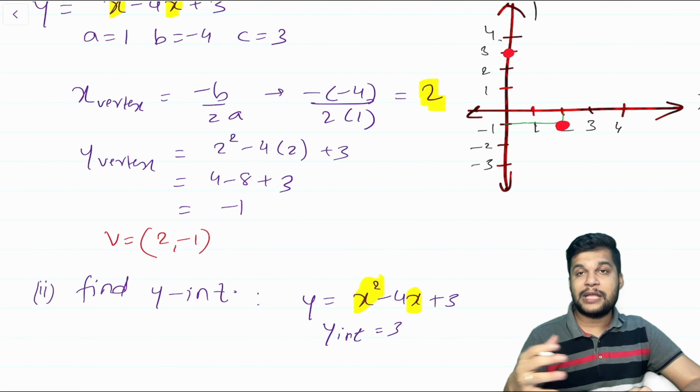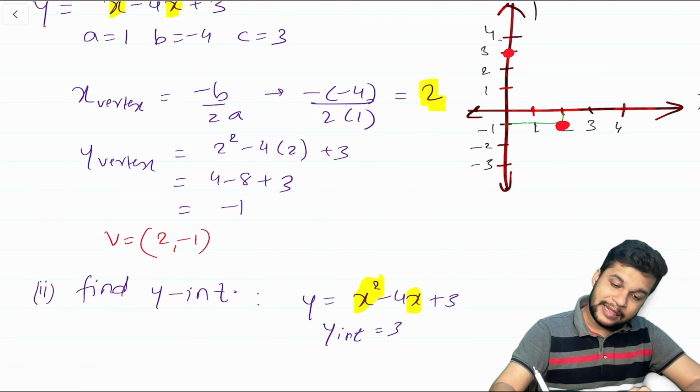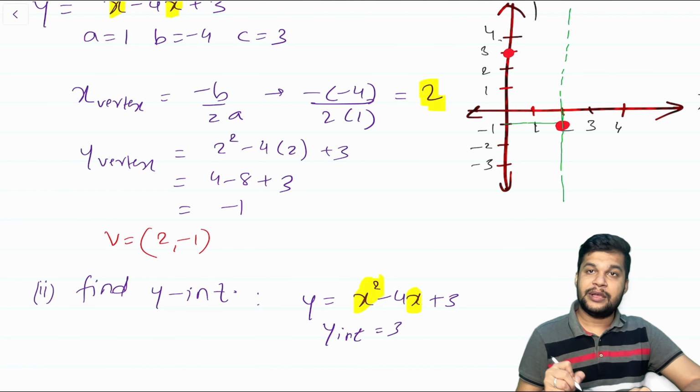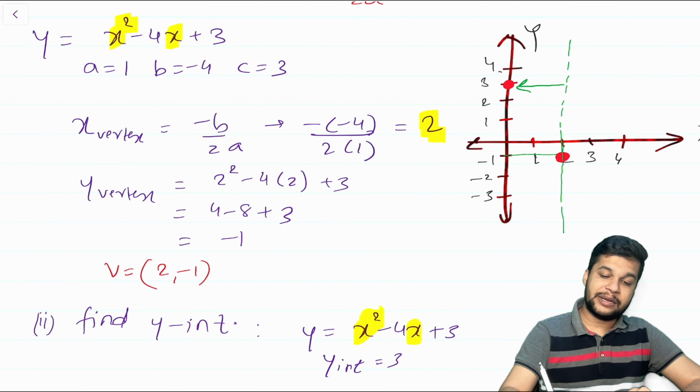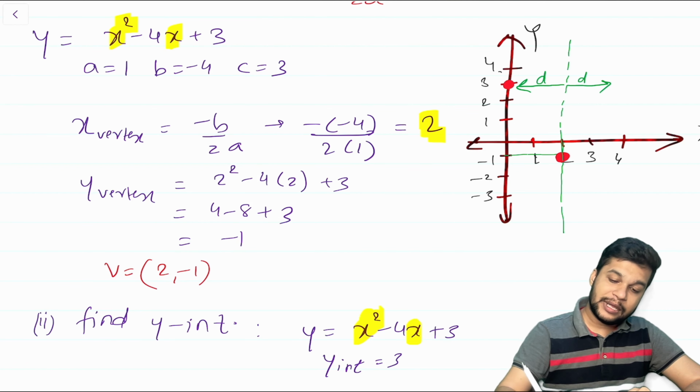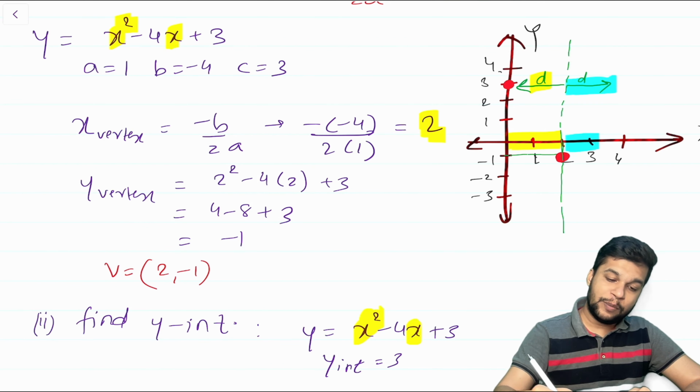Now, since you know the vertex, you will also know that the axis of symmetry passes through the vertex. So this will be your axis of symmetry. So I have a point towards the left of the axis of symmetry at, let's say, d distance. So I will have one more point towards the right of the axis of symmetry at d distance. This distance over here is 2. What will be this distance? It will be 2 again. So 2 plus 2, 4.